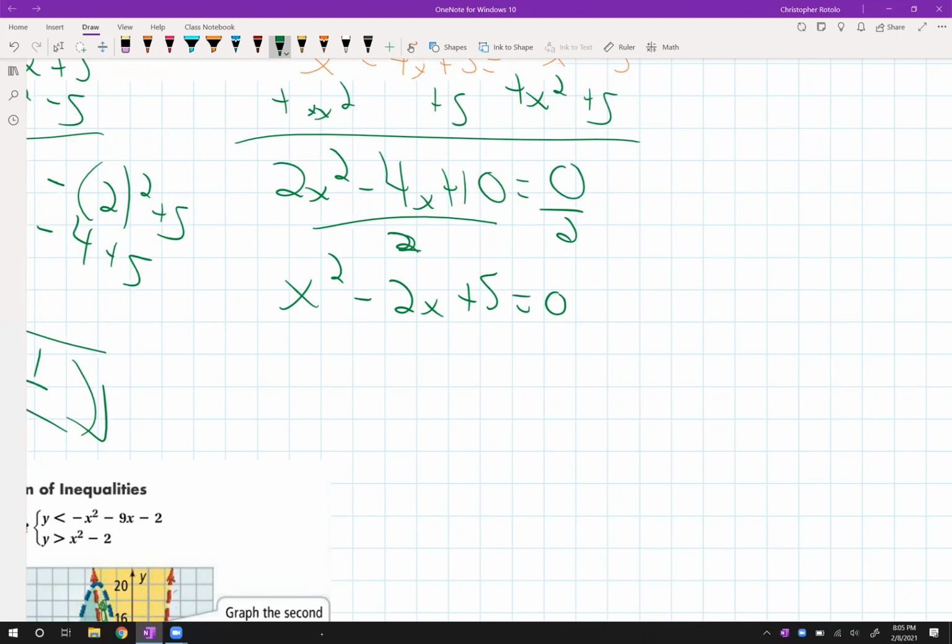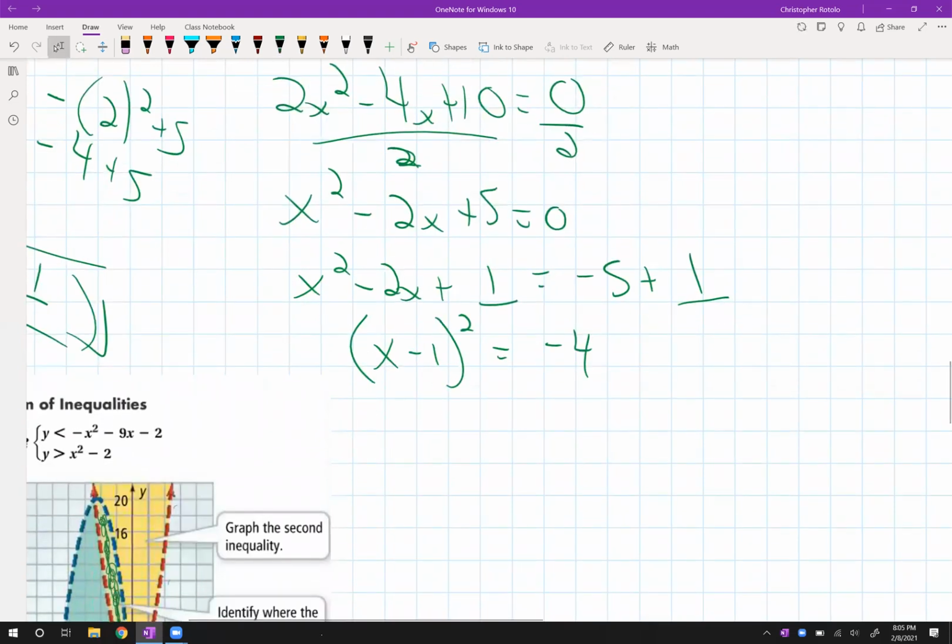So let's try this. Let's try complete the square. X squared minus 2x plus blank equals negative 5 plus blank. And let's go here. Half of negative 2 is negative 1. 1 squared is 1. So that means I have to add 1 to both sides. Now I get negative 4. And remember, to finish solving here, we're going to take the square root of both sides. So I have x minus 1 equals plus or minus the square root of negative 4.